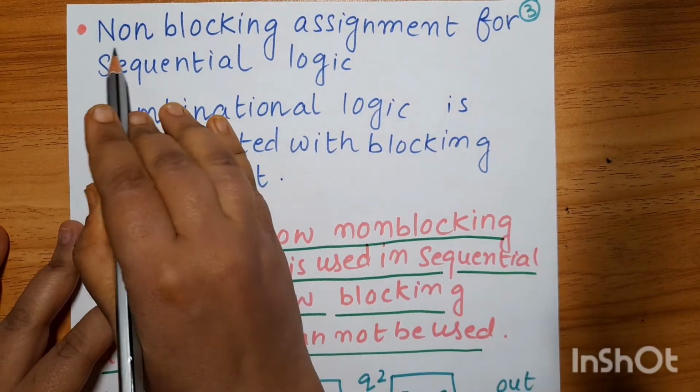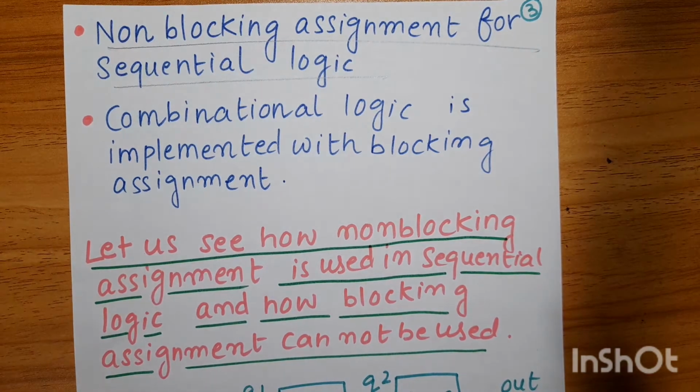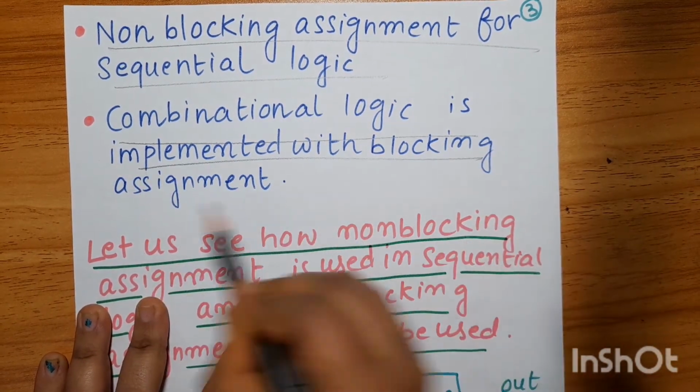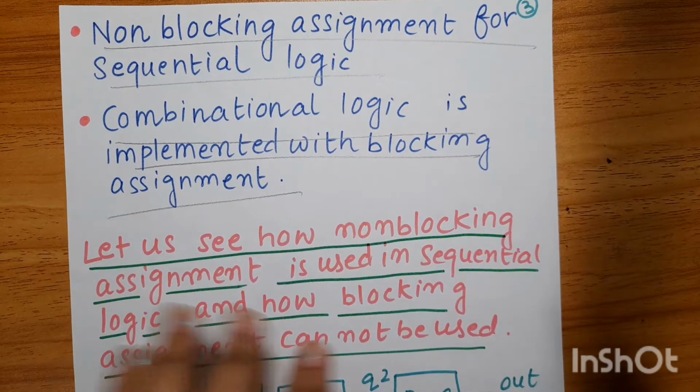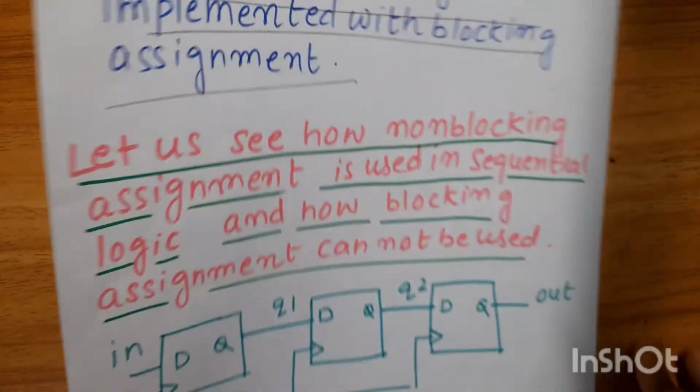Now, non-blocking assignment is used for sequential logic. In order to design the sequential logic in RTL, we use the non-blocking assignment. And for combinational logic, we use the blocking assignment. Combinational logic is implemented with blocking assignment. So, we will see another example.